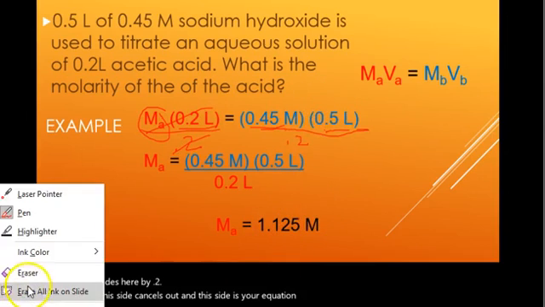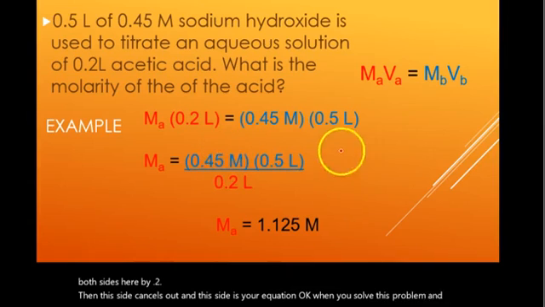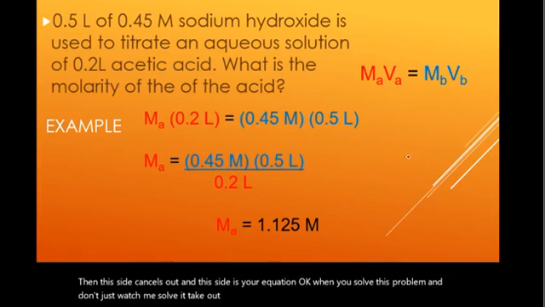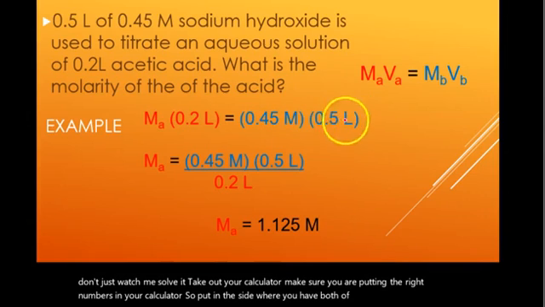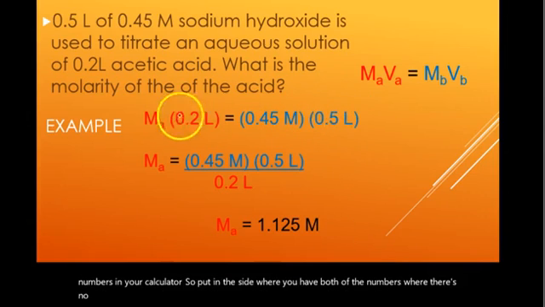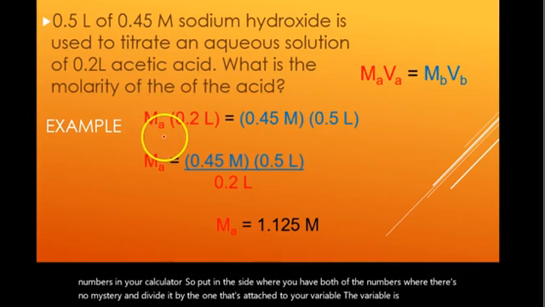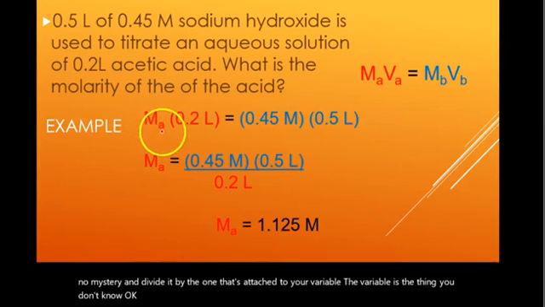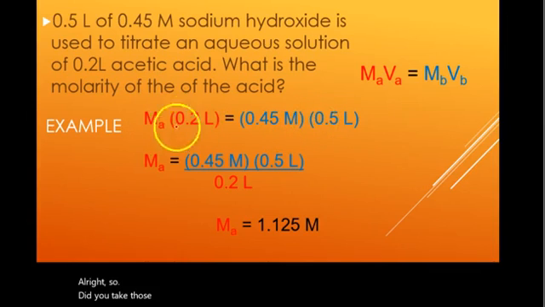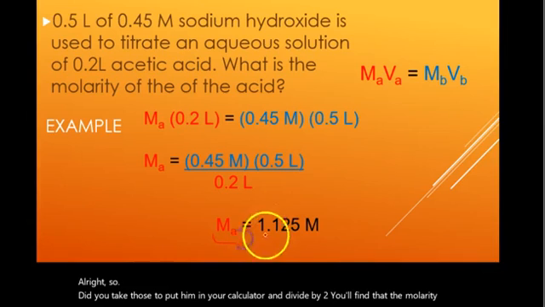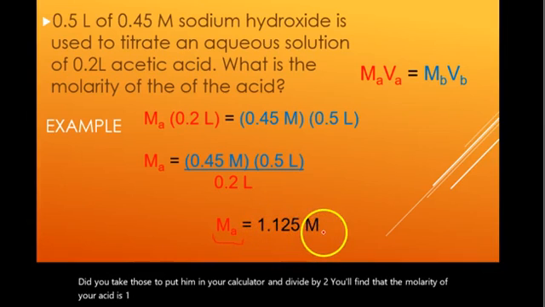Okay. When you solve this problem, and don't just watch me solve it, take out your calculator. Make sure you are putting the right numbers in your calculator. So put in the side where you have both of the numbers, where there's no mystery, and divide it by the one that's attached to your variable. The variable is the thing you don't know, okay, your unknown variable. All right, so take those two, put them in your calculator, and divide by 0.2. You'll find that the molarity of your acid is 1.125 molar.